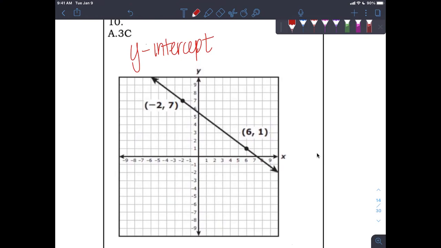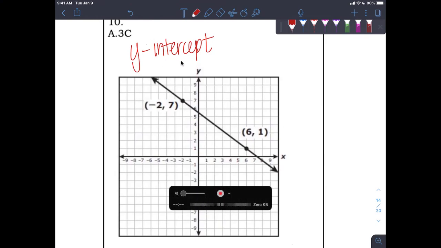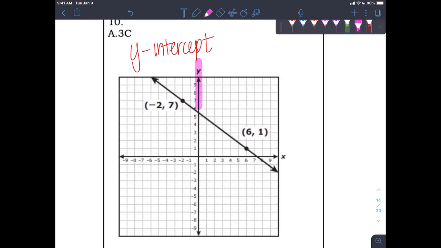All right. So number 10, they're asking me what's my y-intercept. So, of course, the very first thing I need to do is take a look at my y-axis. And I see it's touching at approximately maybe 5.5. I'm not really sure. We can calculate that by looking for our b value in y equals mx plus b.